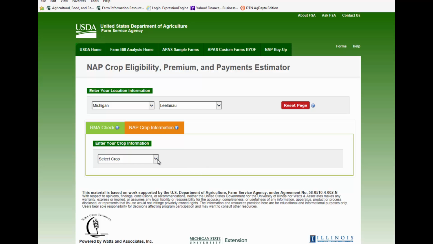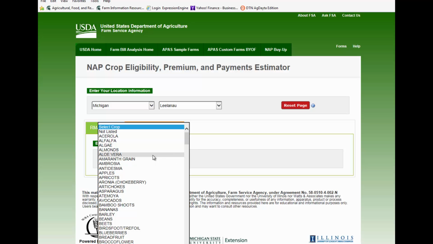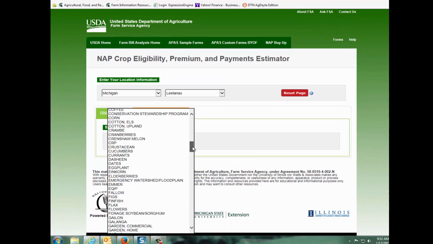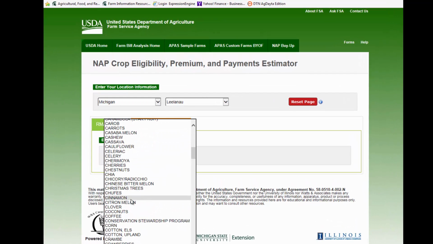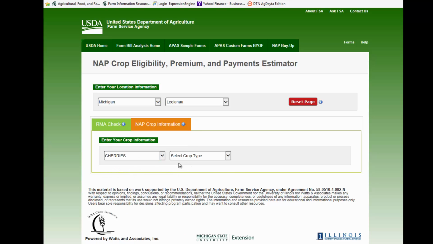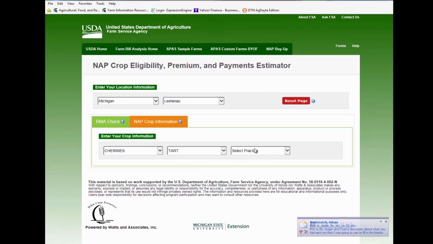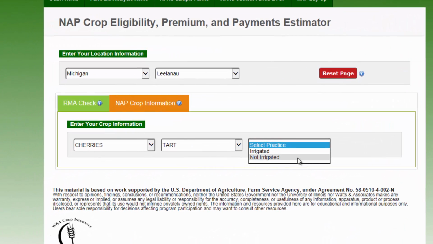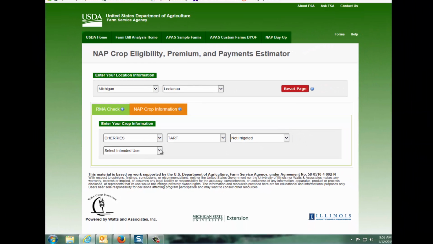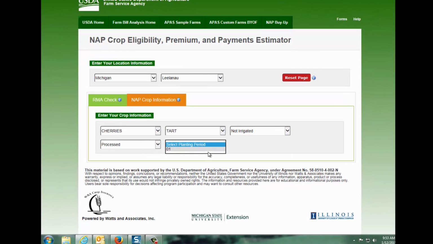And at this point here, we need to enter the crop you're interested in. So you have a long list of potential crops here. So we'll go down and click on cherries right there. Then you have to know the type of cherries. Let's use tart cherries versus sweet cherries. Then we need to select the practice, and the two choices are irrigated and non-irrigated. We'll use non-irrigated. The intended use can be fresh or processed. For our example, we'll use processed. And then you have to select the planting period. In this case, there's only one, but it is necessary to click it in order to move along in the program.